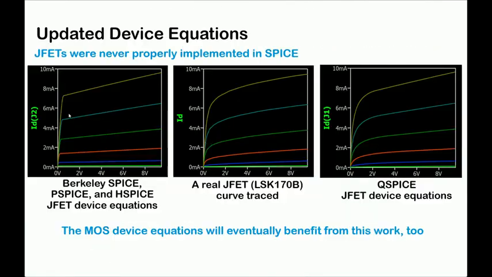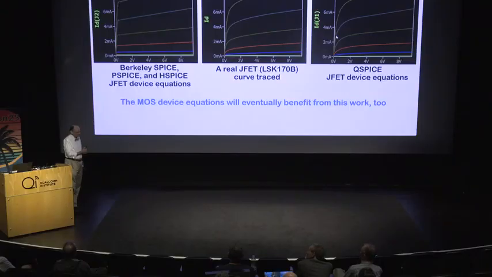So these are the output characteristic curves of a JFET, whether you're using Berkeley SPICE or LTspice or PSpice or HSPICE or you spend $100,000 on Spectre, those are the device equations. But if you go curve trace a JFET, it looks like this. So the device equations are extended so you can actually properly represent a JFET. And this is actually how I fell in love with KiCad.